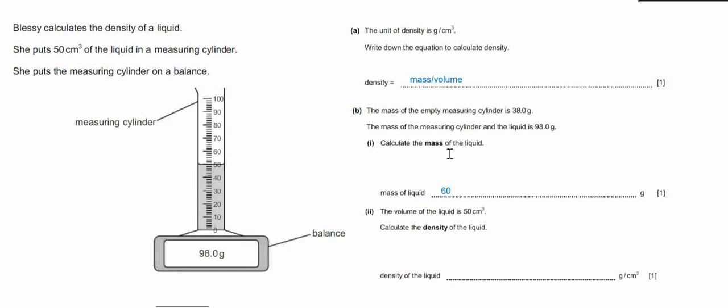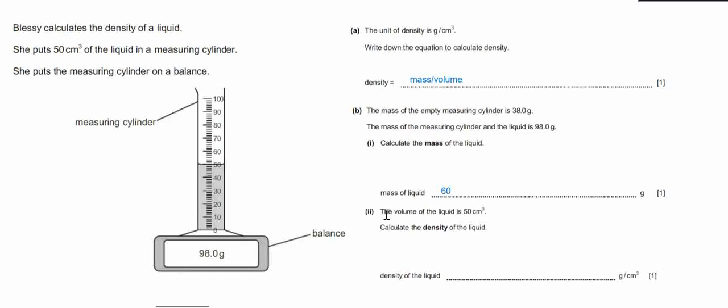The mass of the empty measuring cylinder is 38 grams, and the mass of the measuring cylinder and liquid is 98 grams. So calculate the mass of the liquid, so we just have to subtract this one. So 98 minus 38 is 60 grams.